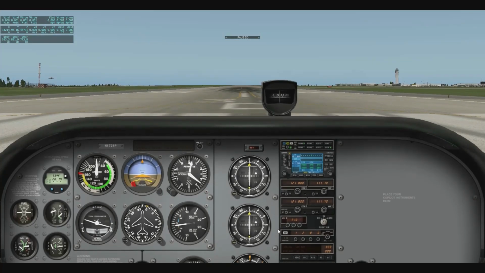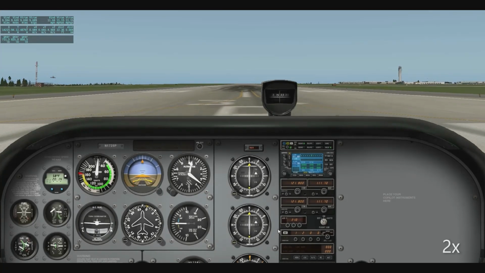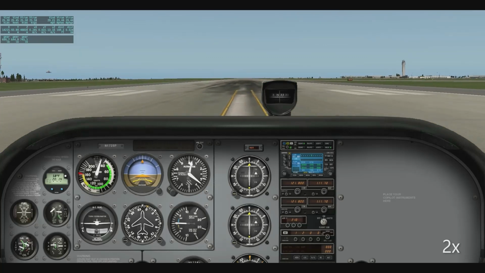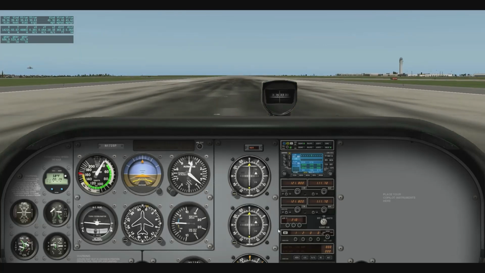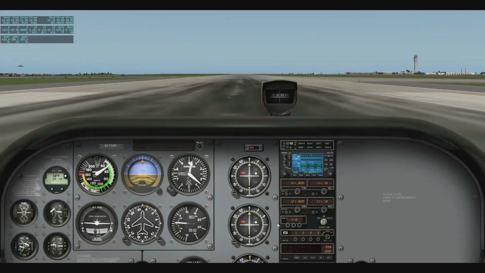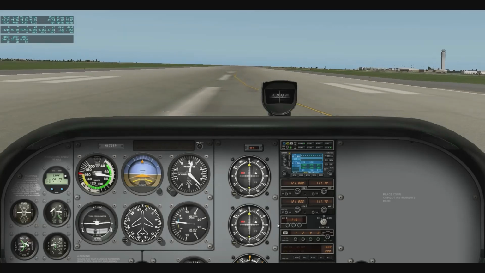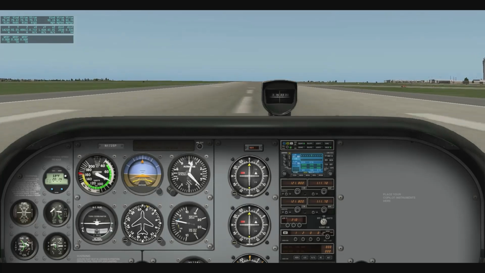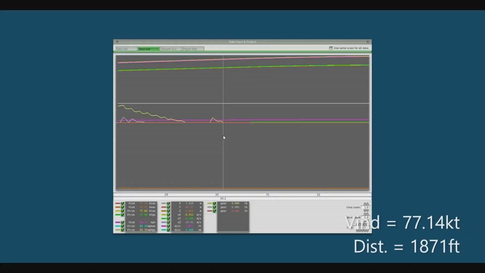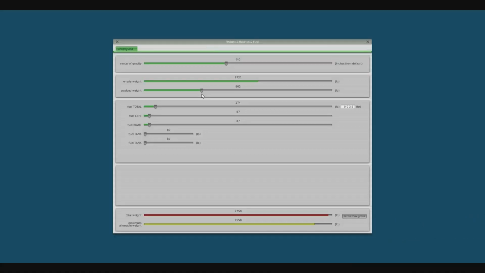Flaps down, brakes off, unpause the video, and we can see that the aircraft is accelerating much slower than in the first takeoff. As I reach 75 knots, I will gently pull back on my joystick. We can see the takeoff speed is now 77 knots, and the takeoff distance is 1870 feet.